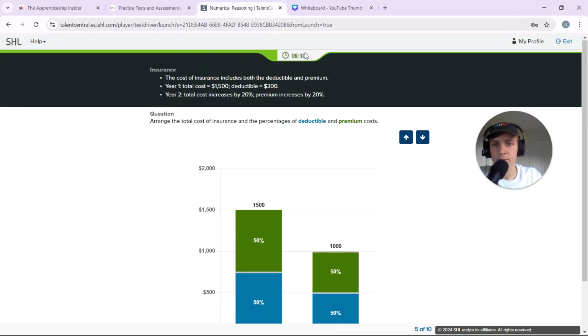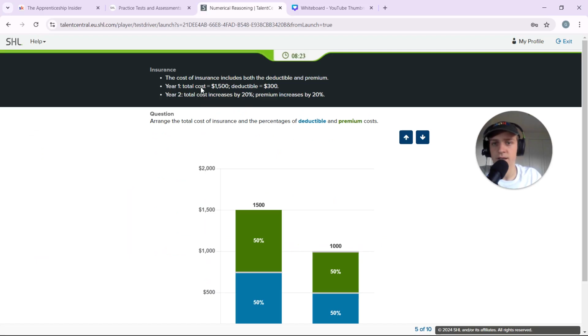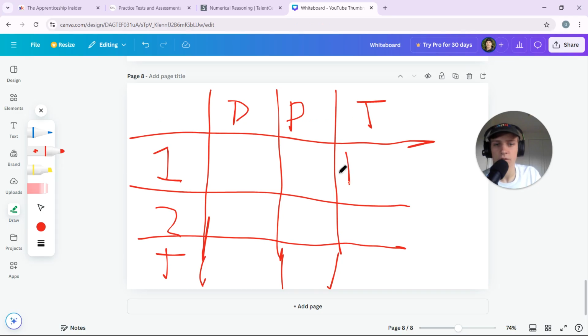And then deductible, premium, and total. Okay, so let's just go through this information. Year 1, total cost is 1,500. Year 1 total cost, let me do it in a different pen just so it's a bit clearer.